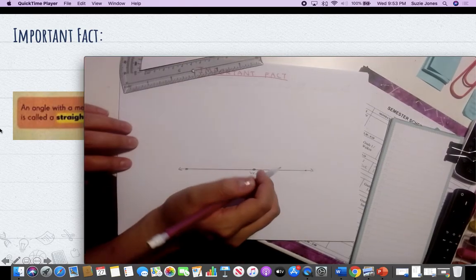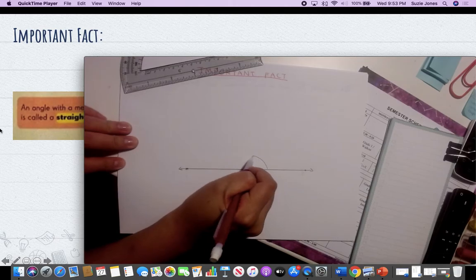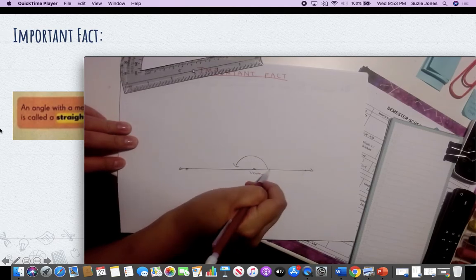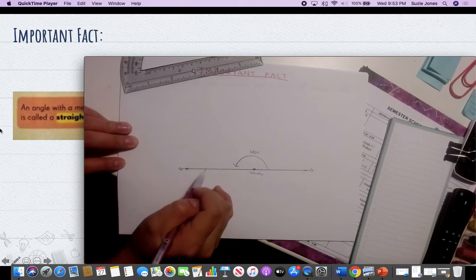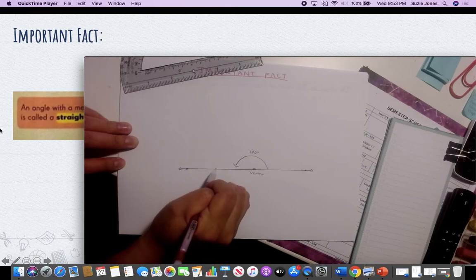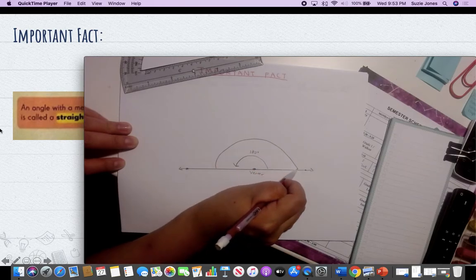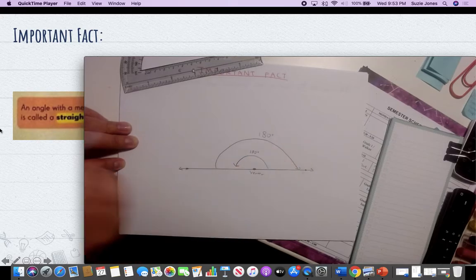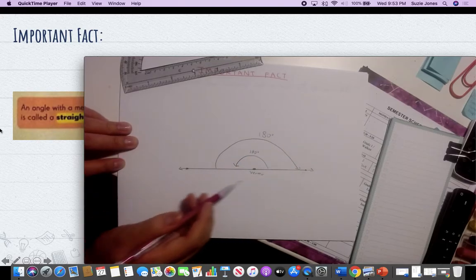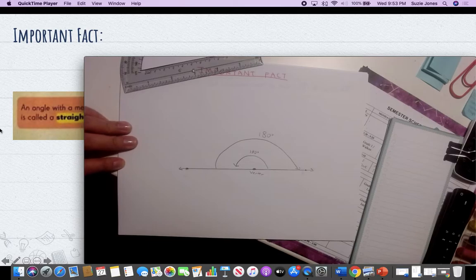Okay. So my inner scale shows from here to there, from right to left, this is 180 degrees. And then my outer scale shows from here to here, which is from left to right. It's actually 180 degrees as well. So a straight line is 180 degrees.